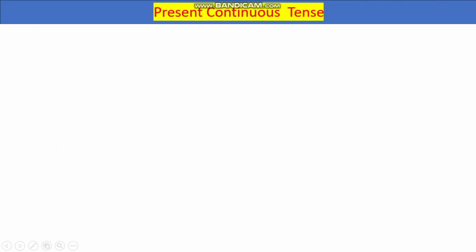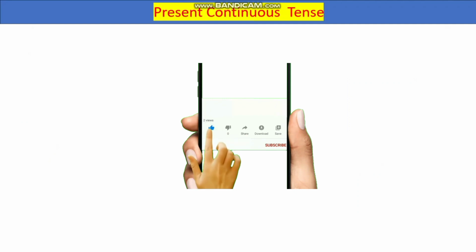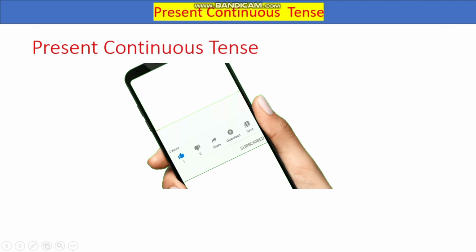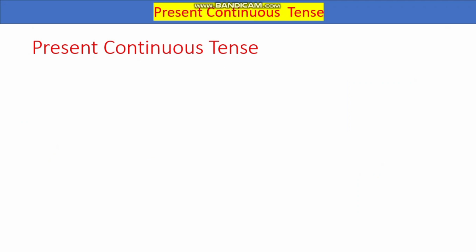Hello viewers, today we are going to discuss present continuous tense. Present continuous tense is actually used to talk about actions that are ongoing at the moment of speaking. In this time we use present continuous tense, so you people have to keep in mind that present continuous tense is used for ongoing actions, but there are some other uses we will discuss with examples.